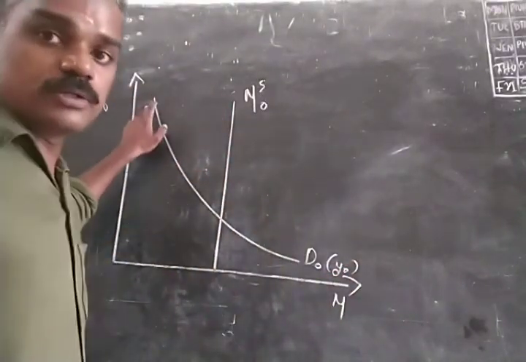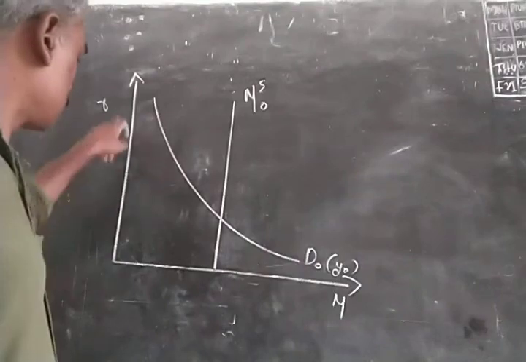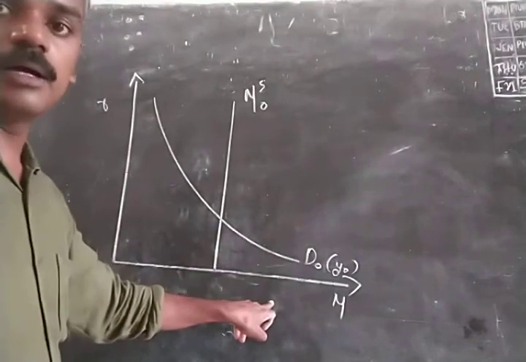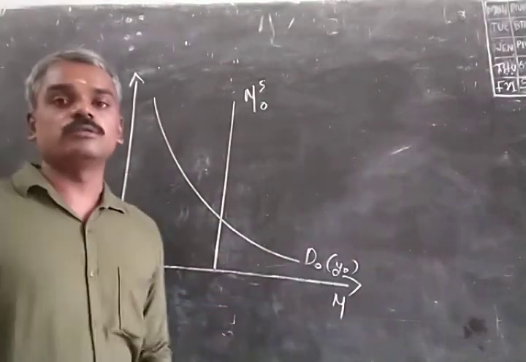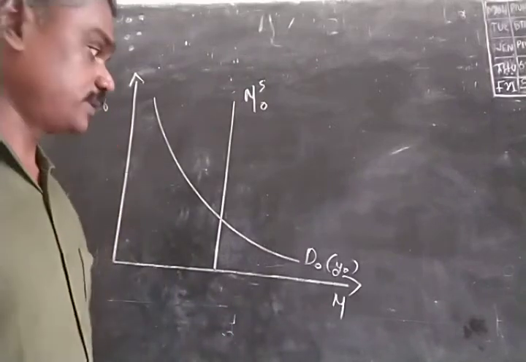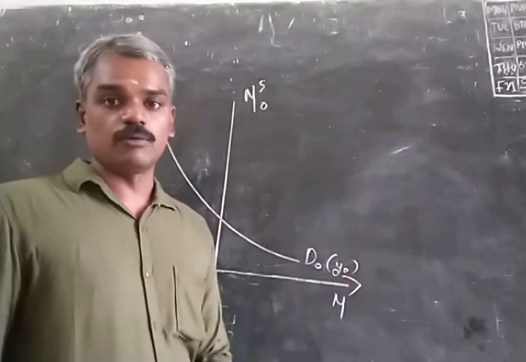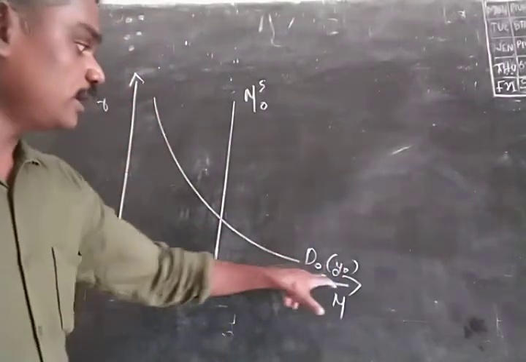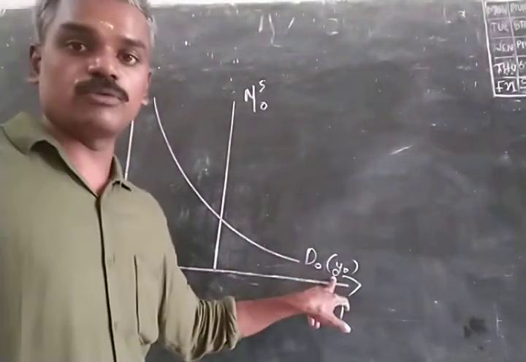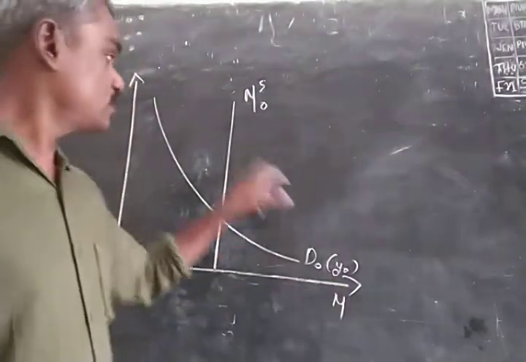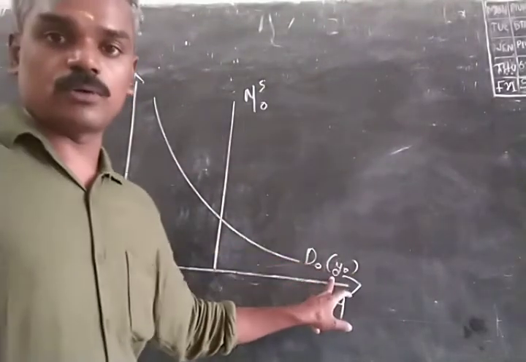At higher rates of interest, the demand for money will be low. At lower rates of interest, the demand for money will be high. So it shows the inverse relationship between demand for money and the rate of interest. And what does the Y naught show? The Y naught shows the level of income. This demand for money is applicable to a specific level of income, which is Y naught. So this demand for money is applicable to the Y naught level of income.